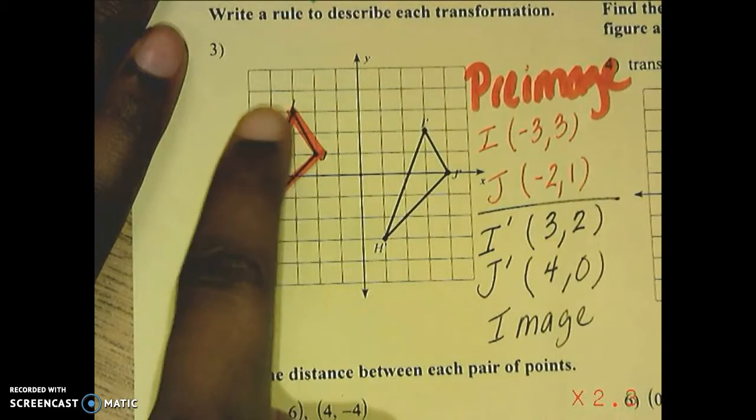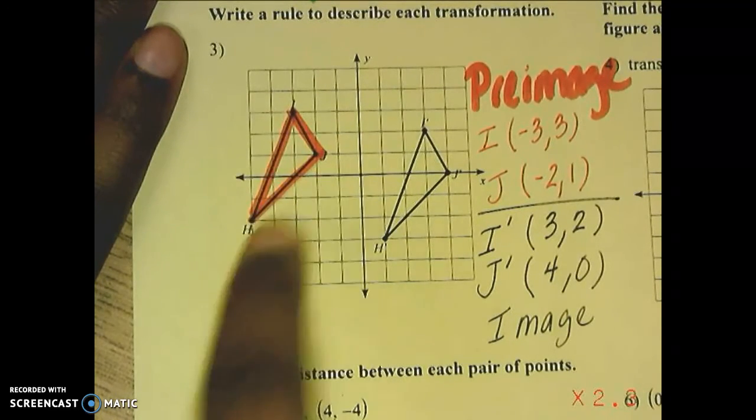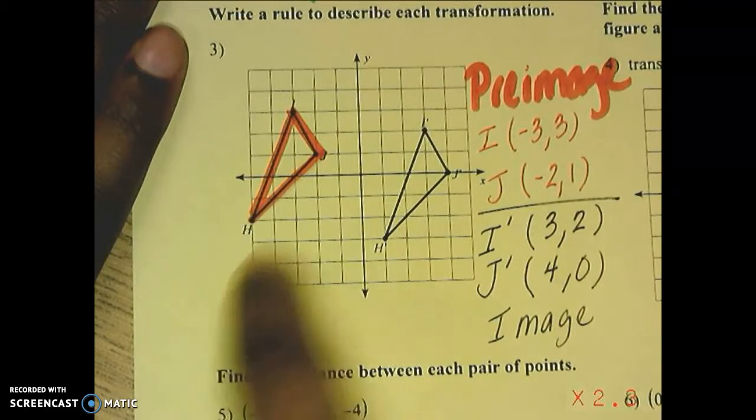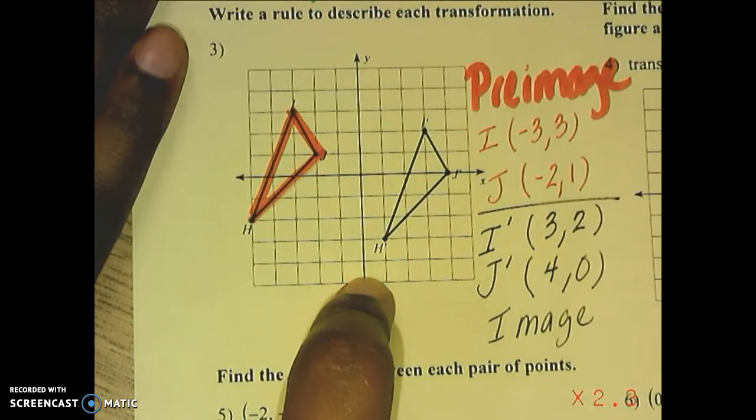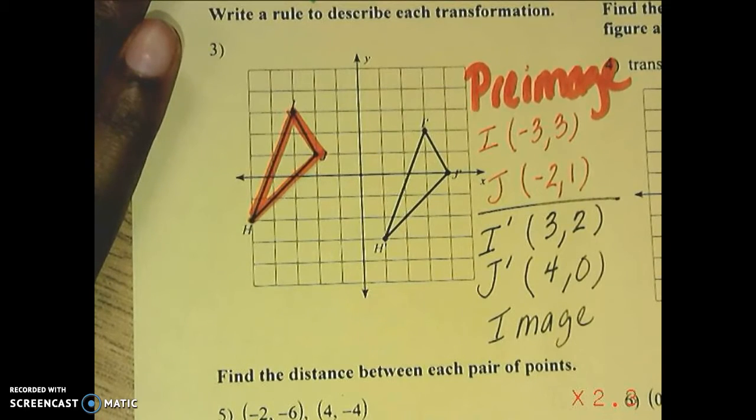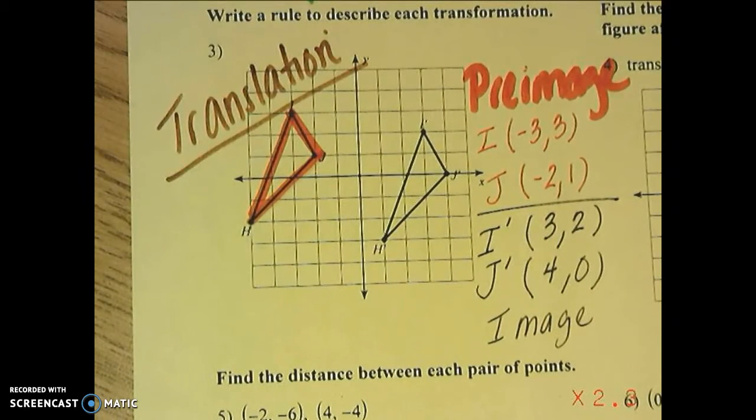What happened is I is at the top, J is at the back, H is at the bottom. On the new figure, I is at the top, J is at the back, H is at the bottom. So what that should tell you is that this is actually a translation. As we know it's a translation, our job now is to figure out what that translation move is. So you can use I and J. The translation should be the exact same.